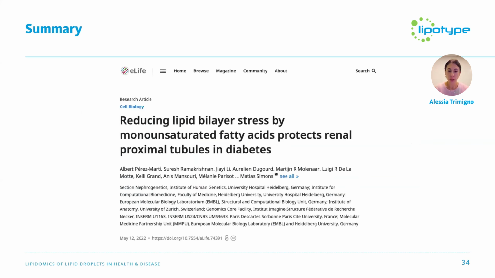So this study was published in 2022, was titled Reducing Lipid Bilayer Stress by Monounsaturated Fatty Acids Protects Renal Proximal Tubules in Diabetes, and was published in eLife. And so this is an important study to understand the impact of diet in diseases like diabetes and the importance of discriminating between different types of fats.